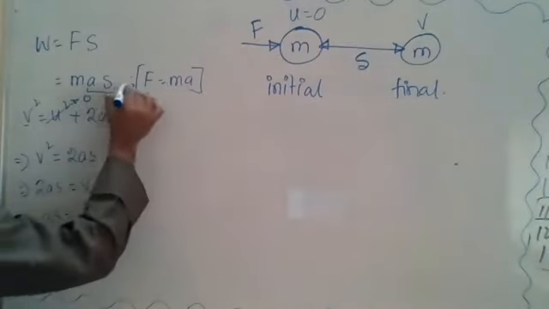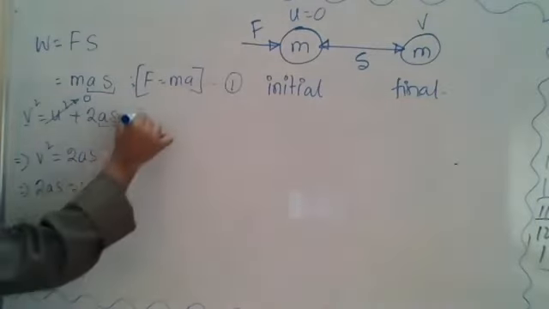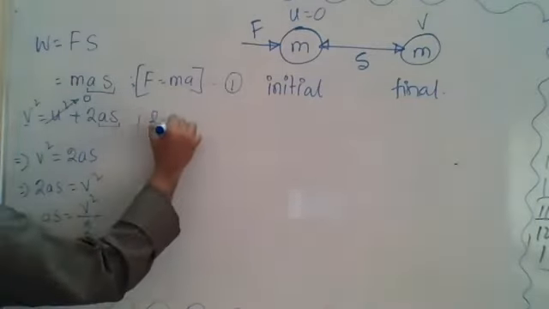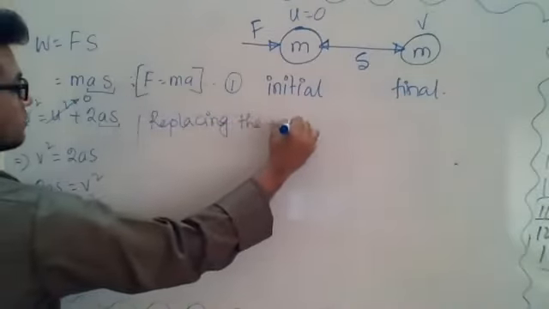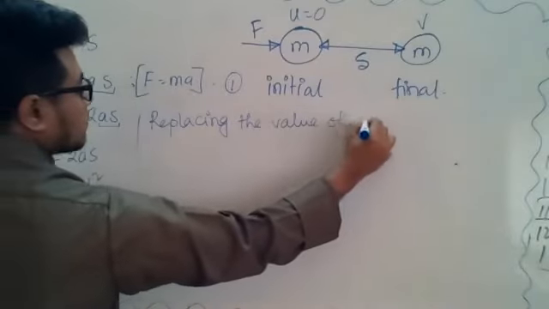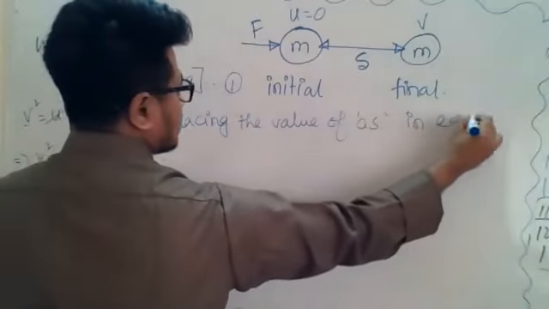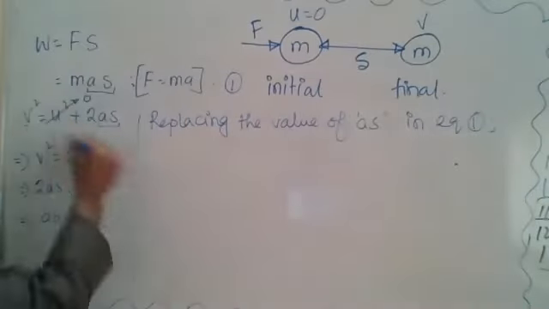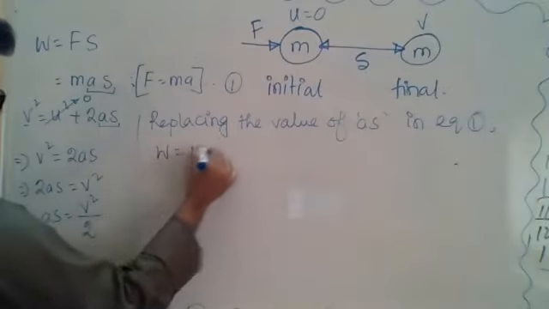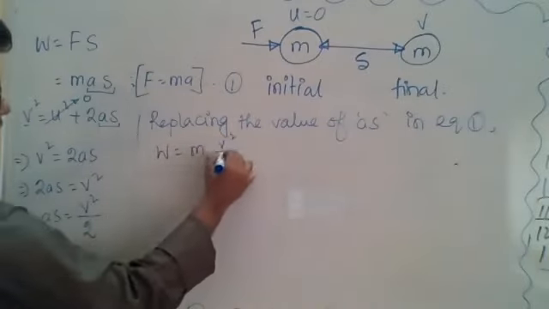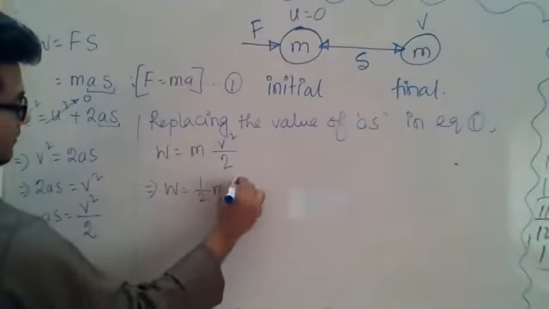So let us say this equation I have taken to be equation 1. Replacing the value of AS in equation 1, what we will get? W is equal to M into AS, which is V square divided by 2. So W is equal to half M V square.